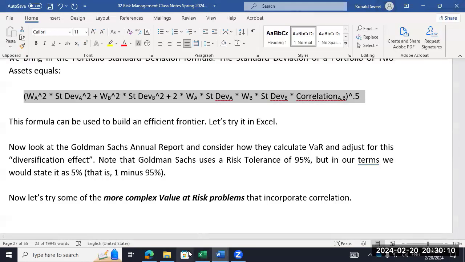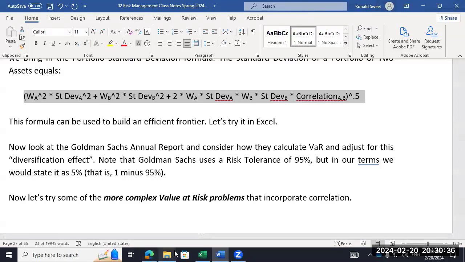What do I have to do if there's another asset class? Then you got to do this with every combination. I've got to do this with A and B. I got to do it with A and C. I got to do it with A and D. Then I got to do it with B and C. Then I got to do it with B and D. Then I got to do it with C and D. Every possible combination. When you do project 2, that's what you're going to be doing, but I've already built it in Excel for you. I'll show you how I build it.